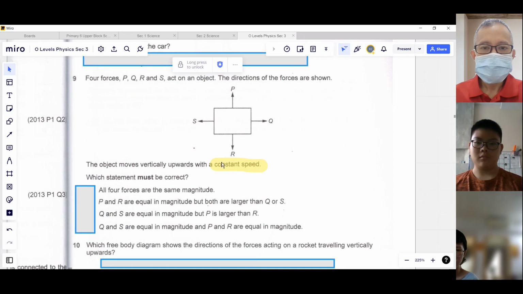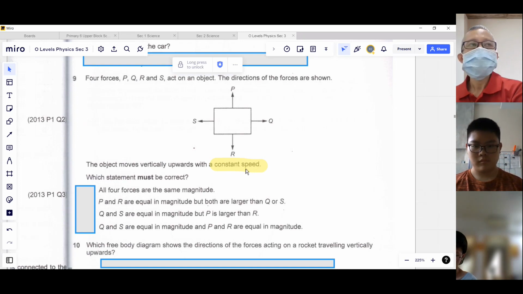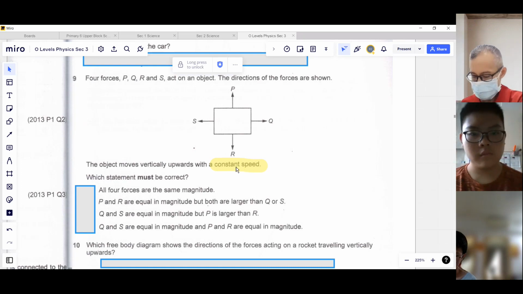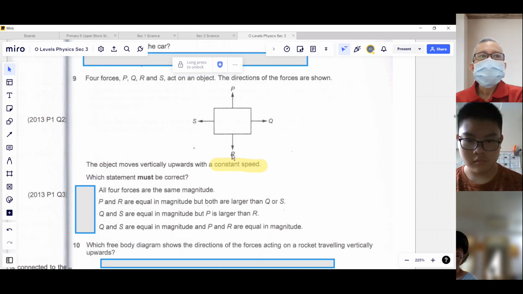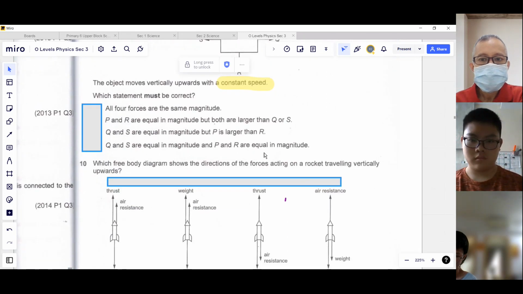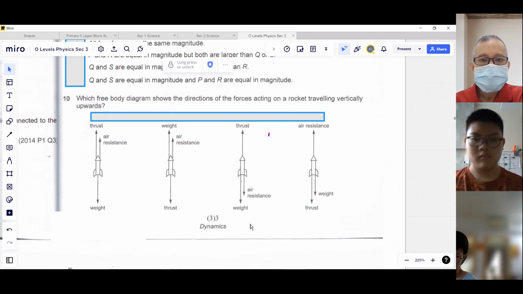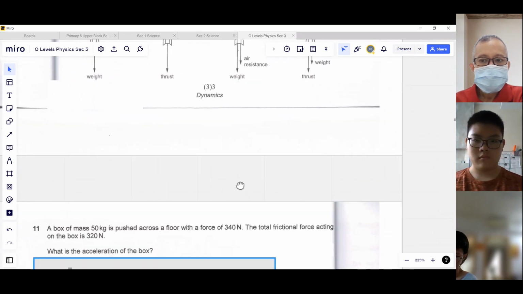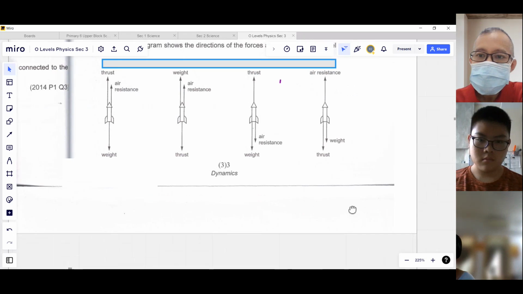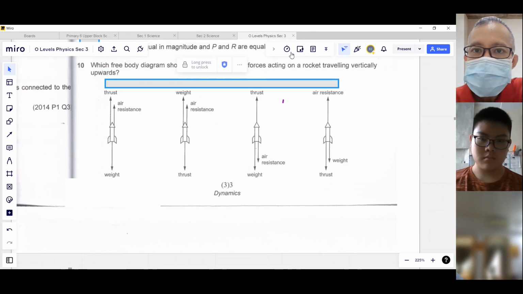Yep, guys, for question 9, you see the same phrase again, constant speed. Okay, but now I hope you get the idea. I reckon I'll give you about 10 to 15 minutes to finish up.